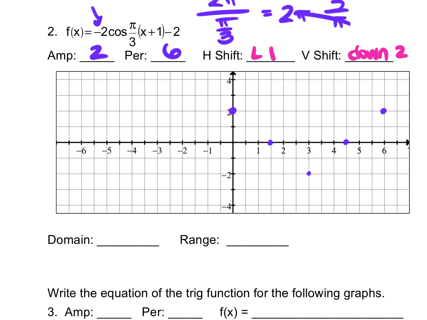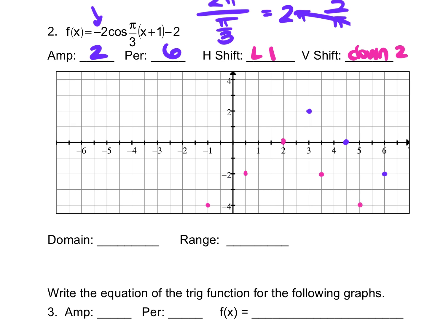Oops, I forgot to do the reflection. So we do have to do the reflection first. So first I would reflect here. That max becomes a min. That min becomes a max, and so on. Then do my left 1, down 2. Left 1, down 2, and so on, until I have all 5 of my points.